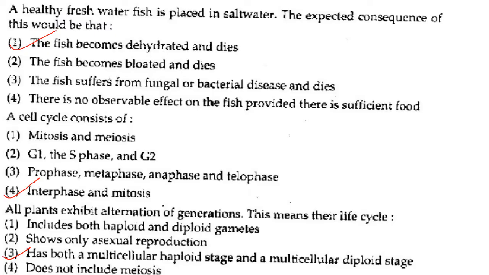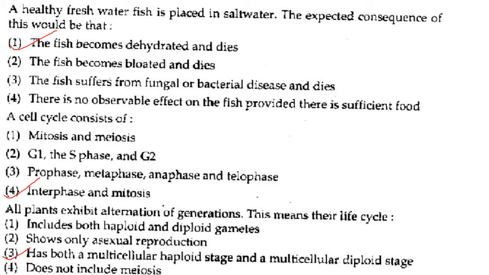Next one, a healthy freshwater fish is placed in salt water. The expected consequence of this would be that: option 1 the fish becomes dehydrated and dies, option 2 the fish becomes bloated and dies, option 3 the fish suffers from fungal or bacterial diseases and dies, option 4 there is no observable effect on the fish provided there is sufficient food. Answer is option 1, the fish becomes dehydrated and dies.